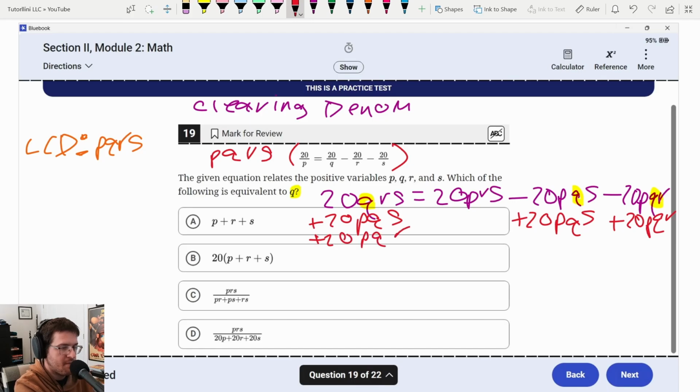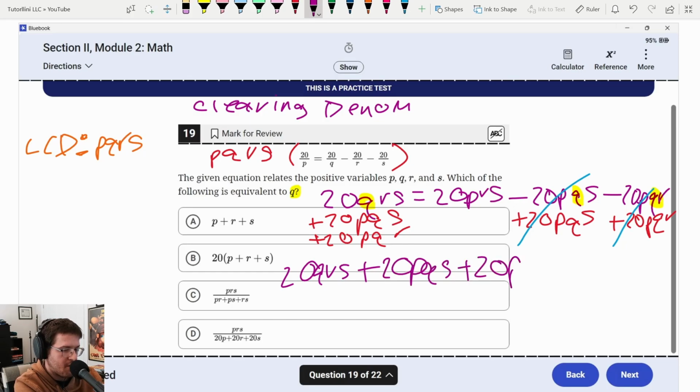All right, so these should go away. And we get 20QRS plus 20PQS plus 20PQR equals 20PRS. Now, this is kind of confusing. We want to get Q. So we're not going to pull out the GCF on the left side. We're just going to pull out a Q. That way we get Q by itself. So we're isolating via factoring.